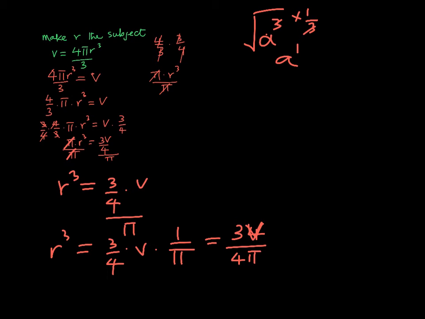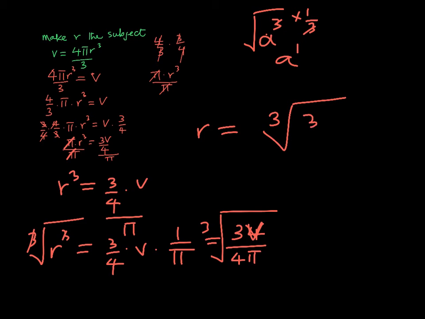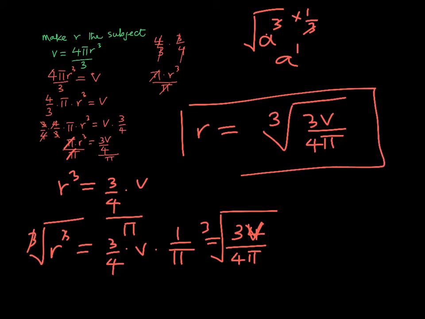So we can take a cube root of r raised to the third power. If we take a cube root of both sides, so take a cube root of this side, and then we take a cube root of that side, that's going to give us r, because the cube root will cancel out the cube. Okay, r will be equal to the cube root of 3v divided by 4 pi. Now we have succeeded in making r the new subject of the formula.